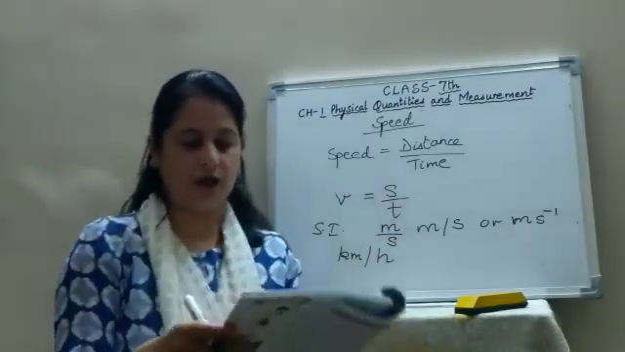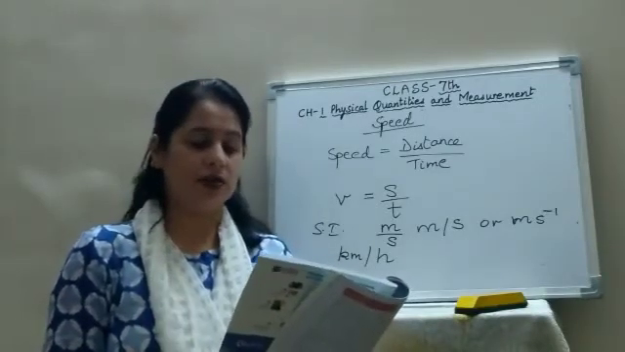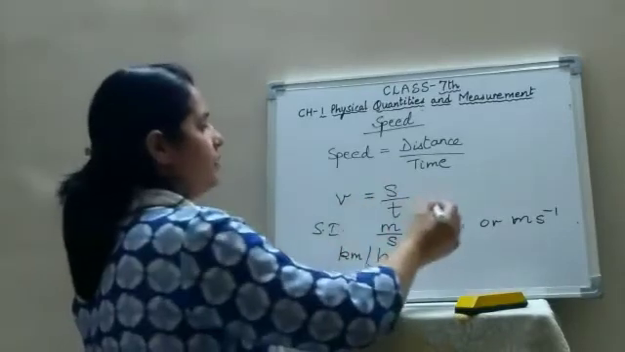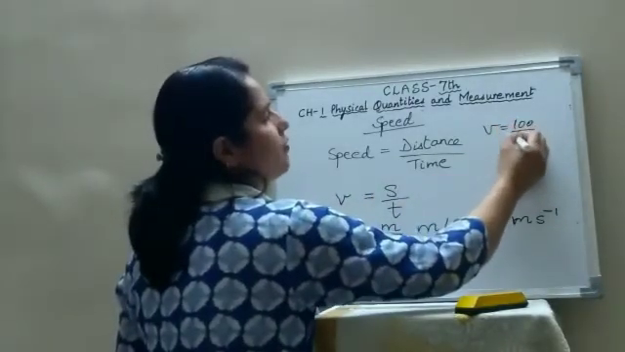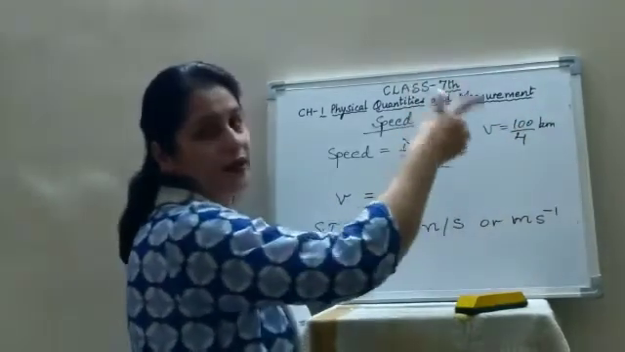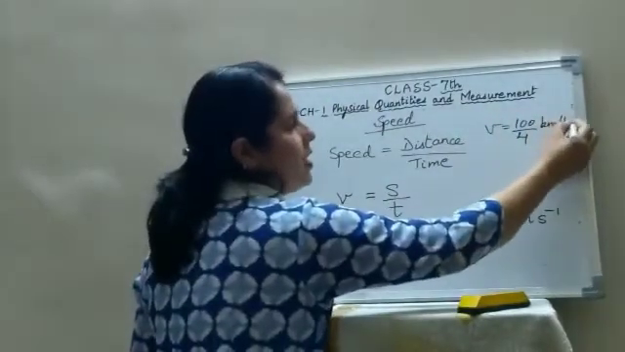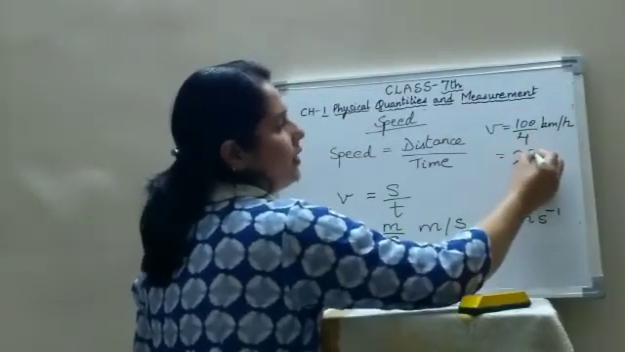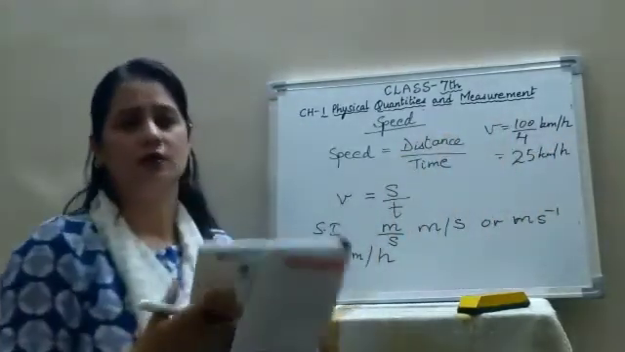Okay children. Suppose a car travels a distance of 100 kilometers in 4 hours. So what will be the speed of this car? 100 upon 4. And because the distance is in kilometer and the time is in hours, so now the speed you will get in kilometer per hour, which becomes 25 kilometer per hour.